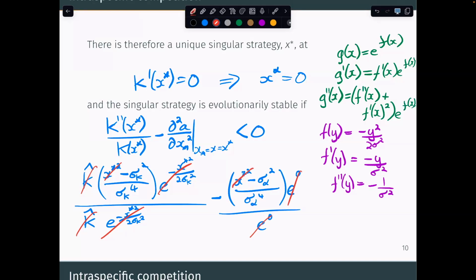Yes? That sigma k in your first term, is that squared or no? Yeah, it is. Sorry, just dodgy writing, that was all. Square that.